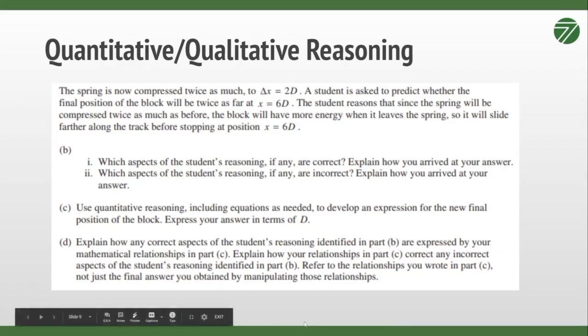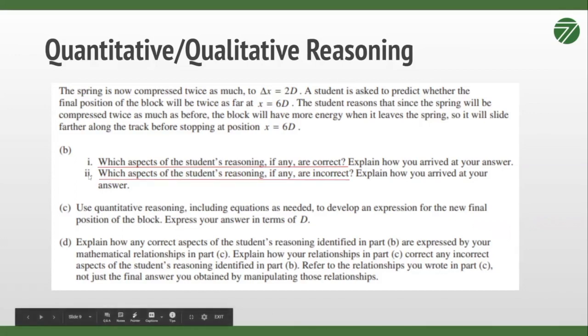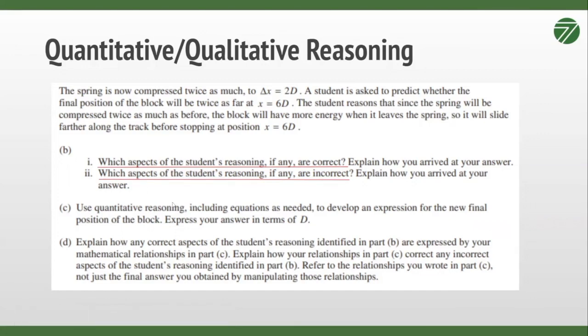physics? So for example here, I cropped out the middle of this question, so it doesn't really make sense, but specifically what I want to focus on is this question type. Part B1 says, which aspects of the student's reasoning, if any, are correct? Which aspects of the student's reasoning, if any, are incorrect? This is a very common type. They don't have this on every test. Sometimes the quantitative qualitative takes a different form, but it's fairly common.